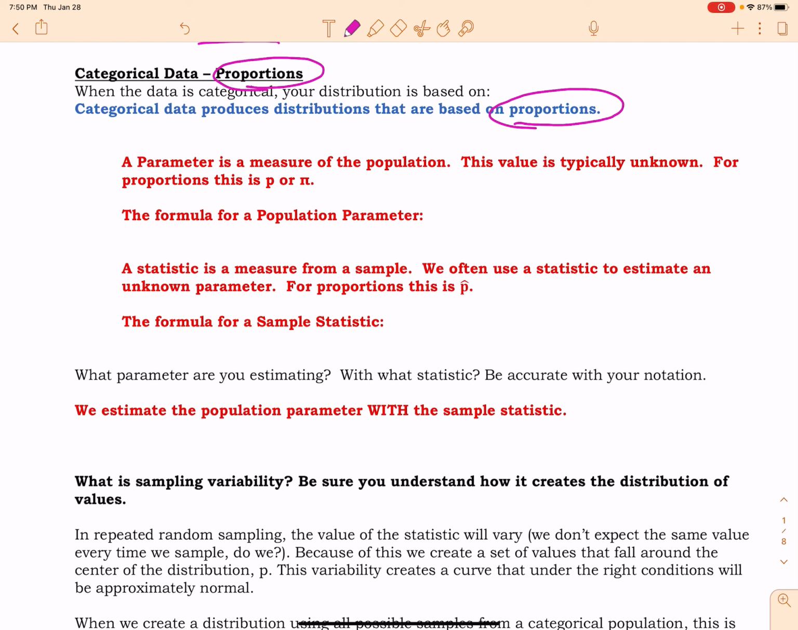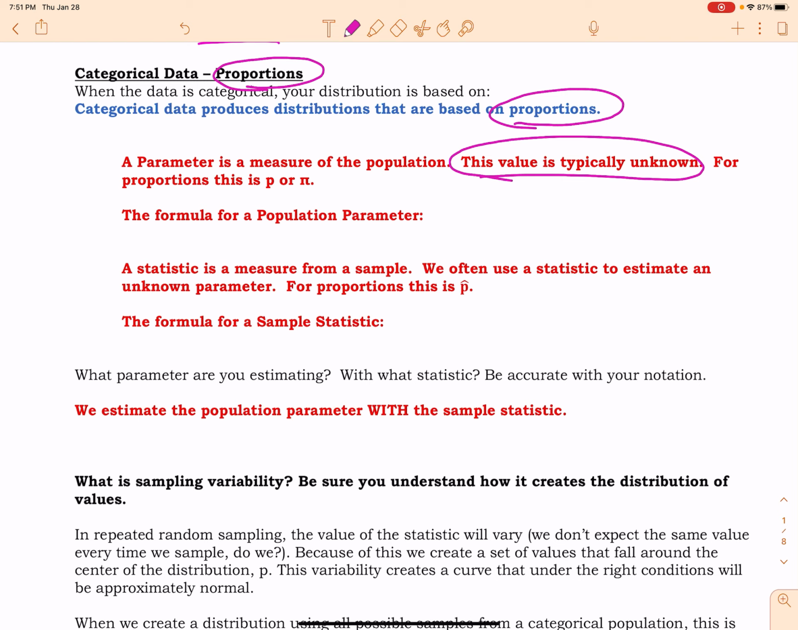So let's talk about the population parameter. Typically, this value is unknown. And why? Let's think about this. Let's say we're interested in the number of high school seniors who have a driver's license, which of course is going to be most of them, but not all of them. If the population is all high school seniors within the state of Texas, well, that's a lot of people.